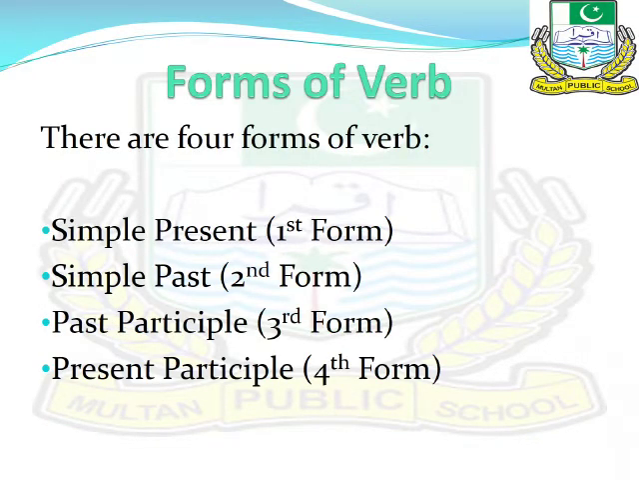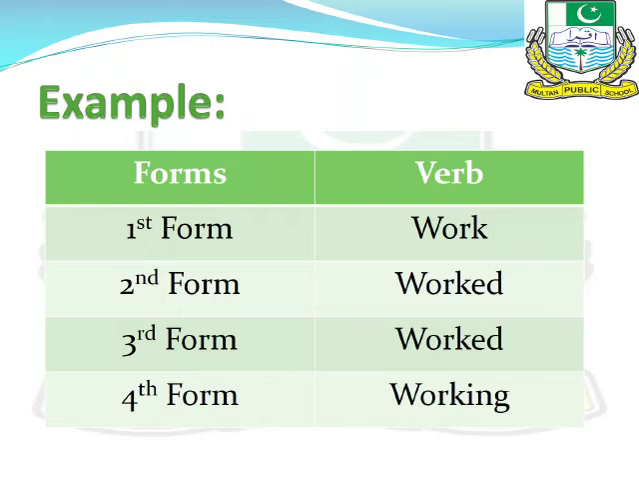Now we will discuss what are forms of verb. There are 4 forms of verb. Simple present, which is first form of verb. Simple past, which is second form of verb. Past participle, which is third form of verb. Present participle, which is fourth form of verb.